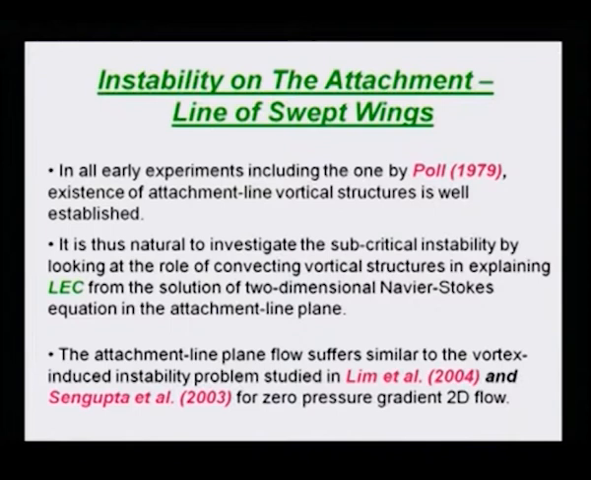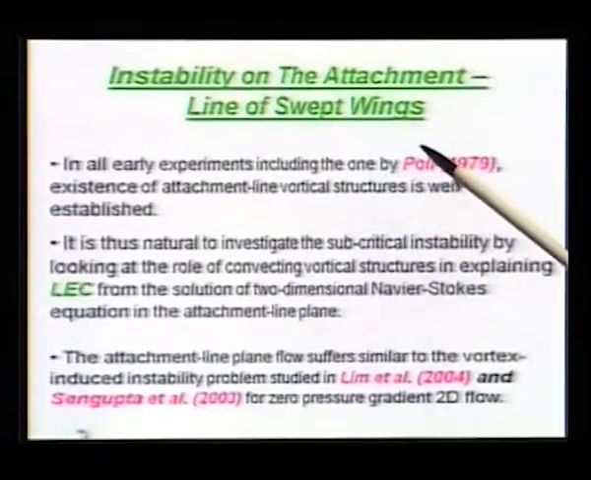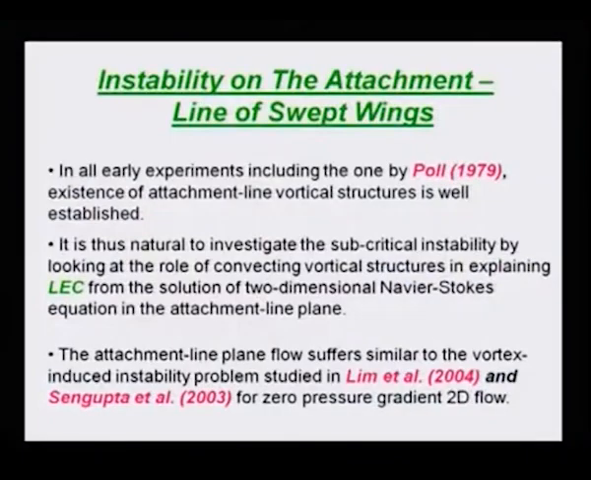Now, having defined the equilibrium flow, we can start thinking of its stability. How do we do that? Before we do that, if we are looking at the instability of the attachment line flow of the swept wing, let us look at what people have noted experimentally.